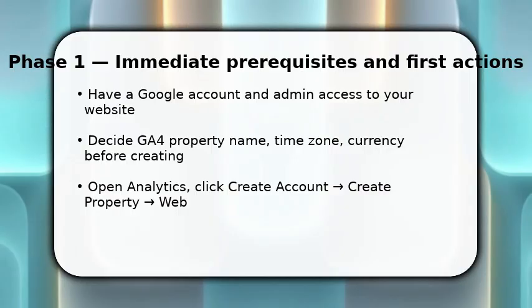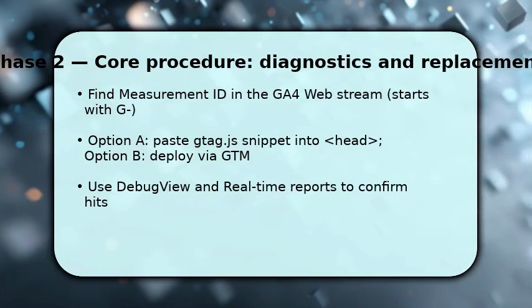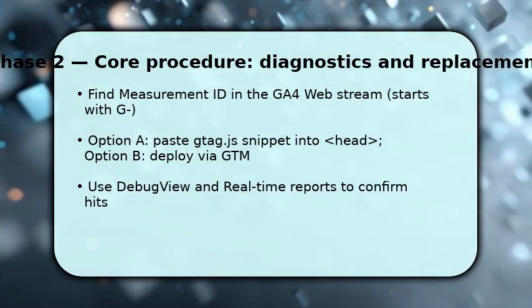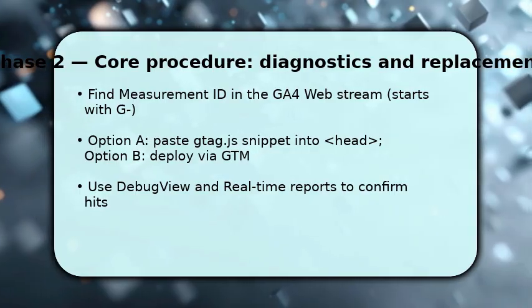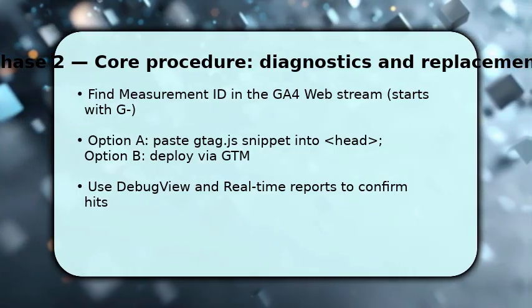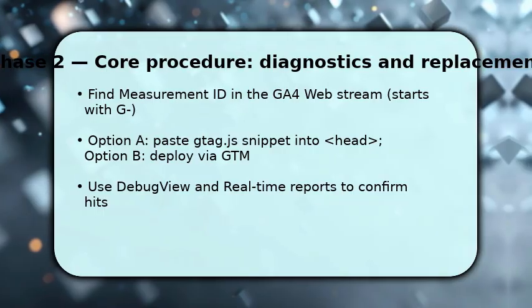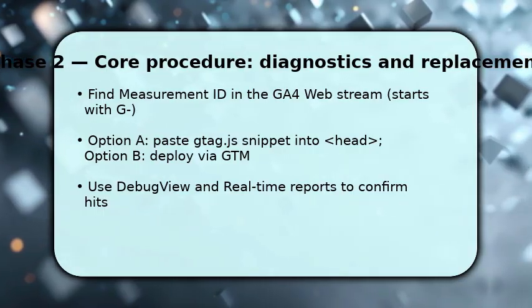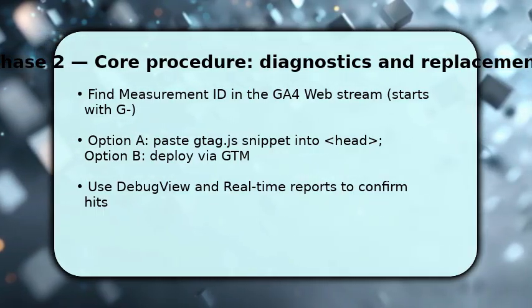You'll now add the tracking tag so Analytics receives data. First, copy the measurement ID from the GA4 web stream. It starts with G. If you prefer quick setup, paste the G tag JS snippet into your site's head. This sends page view events immediately.